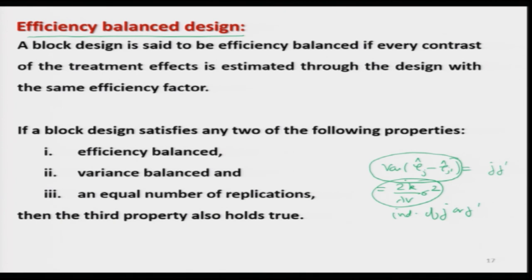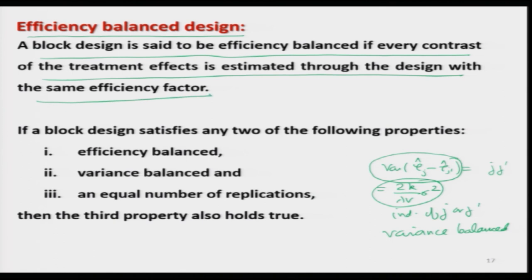So now, the other definition of balancing, as I said, is defined in two possible ways. One is variance balanced and the other is efficiency balanced. So now at this moment we are at a stage where I can define the efficiency balanced design, because at that time I had told you that the efficiency balance definition needs something more, and this is the factor E which is needed to define the efficiency balanced design. So now I can say that a block design is said to be efficiency balanced if every contrast of the treatment effects is estimated by the design with the same efficiency factor, right?